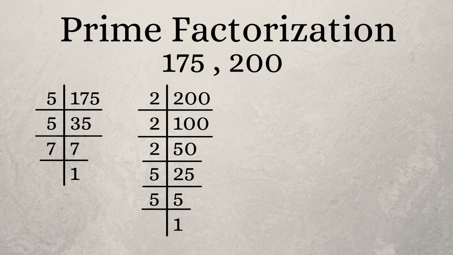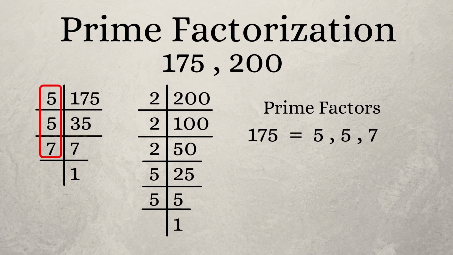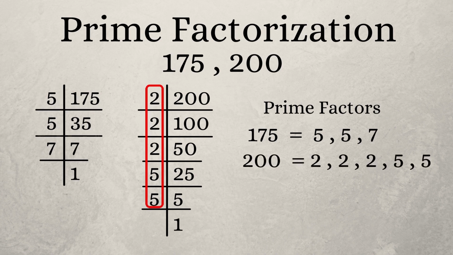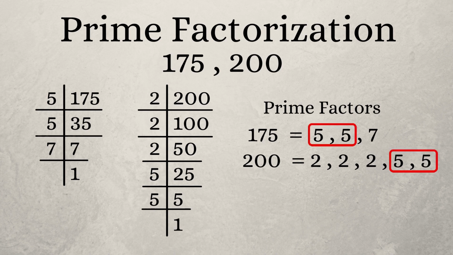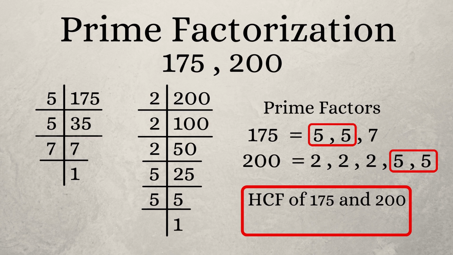Next step is to list out the prime factors of these two numbers. So 175 has the prime factors of 5, 5 and 7. And 200 has prime factors of 2, 2, 2, 5 and 5. The common factors are 5 and 5. So the HCF of 175 and 200 would be the product of 5 and 5, and that is 25.